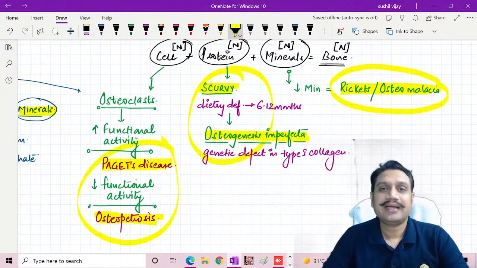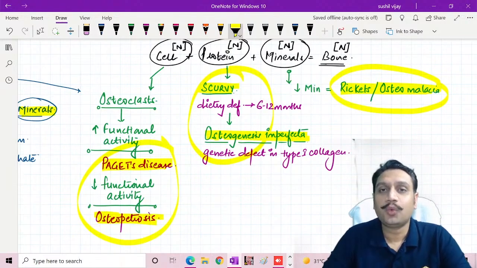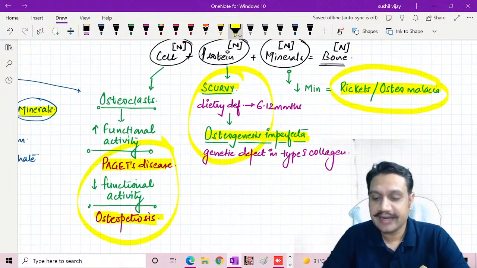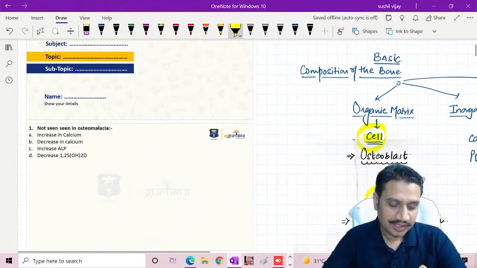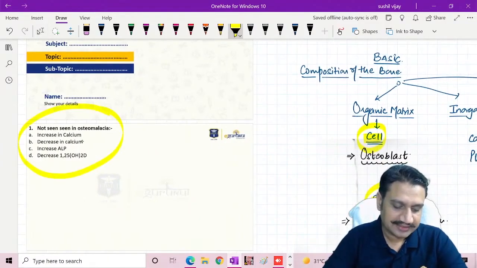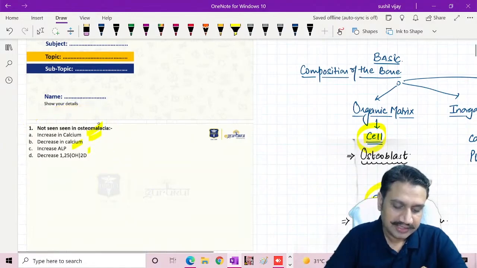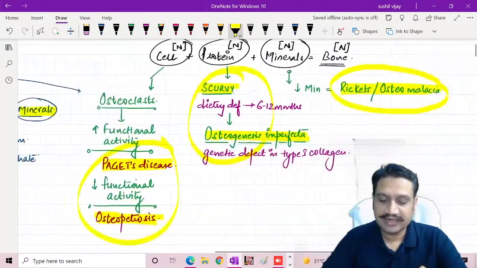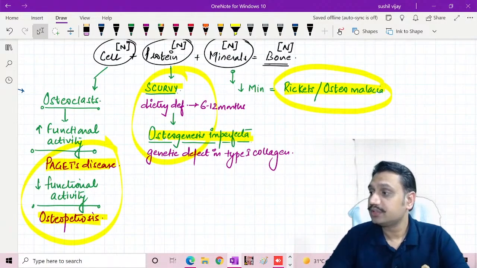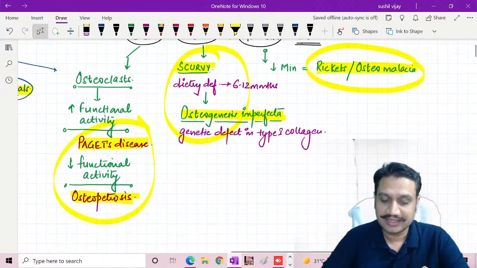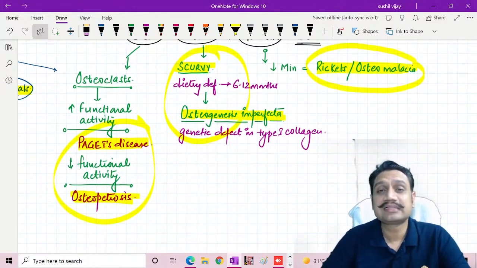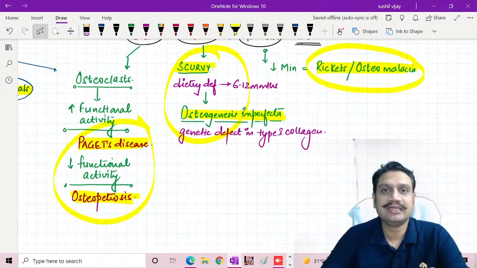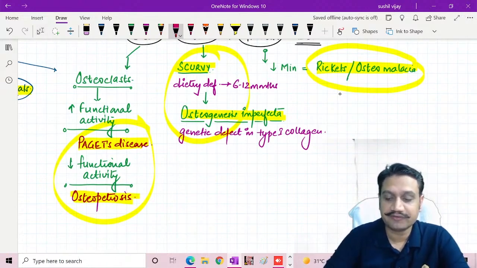If in your exam anybody asks what will happen to the mineralization in any of these disorders, what are you going to say? Like your first question, what is it asking you? Not seen in osteomalacia. So they are asking you about the calcium, ALP and all these things. So if somebody asks you in which of the disorders the minerals will be defective, from here you can easily make out in which disorders mineralization will be defective.